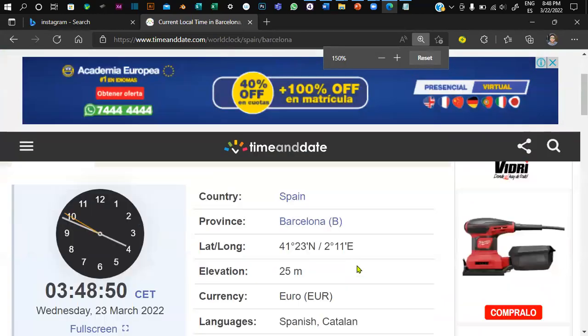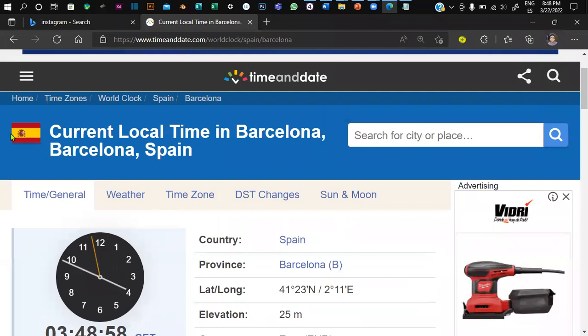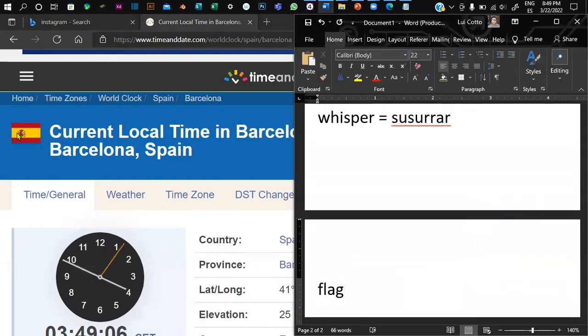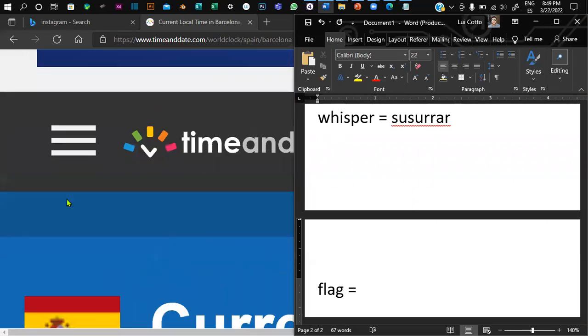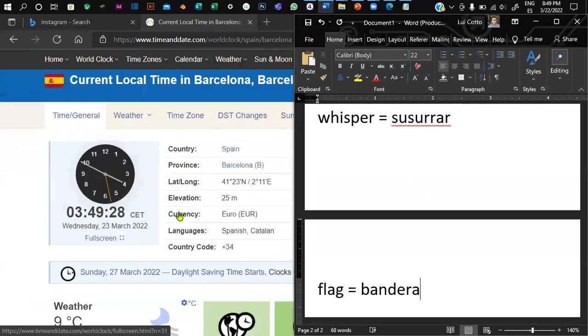Okay, let's see Barcelona. Okay, yeah, because the time zone. Country? Spain. Spain, repeat Spain. See, we have Spain. We have the flags. Ah, what is the word flag? This is the flag of Spain. What is flag? Check the flag. What is the meaning of flag in Spanish? The meaning. España. No, the meaning of this. Bandera. Yes, correct. Okay, that is the flag.